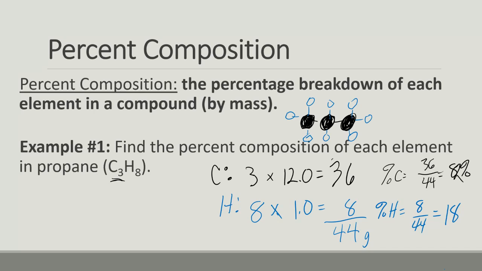36 divided by 44 was 81.8, which would round up to 82. Or you could say 81.8 and 18.2. Either one works. All right. So that's how you do percent composition.